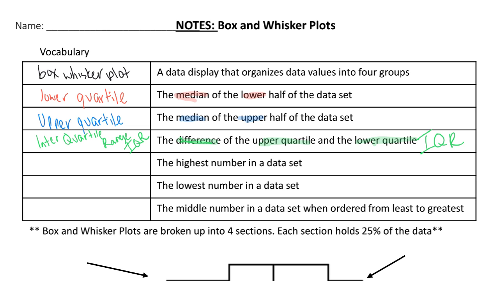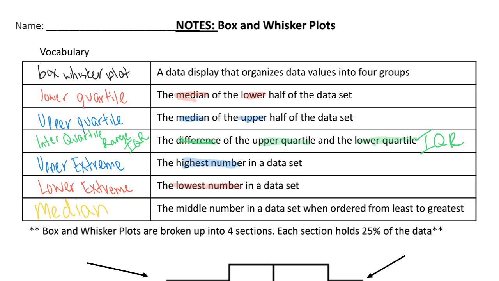The highest number in the data set is the upper extreme. The lowest number is called the lower extreme. And the middle number in the data set, when ordered from least to greatest, is the median.